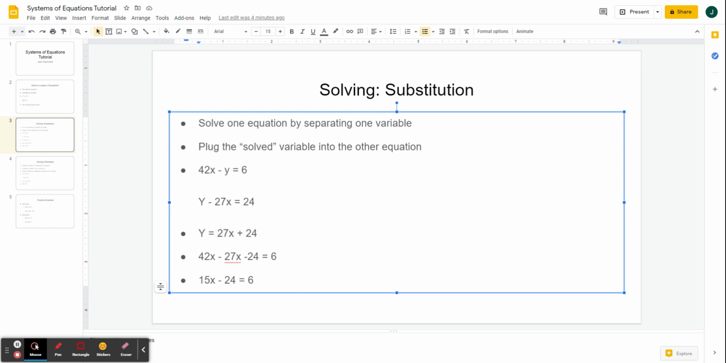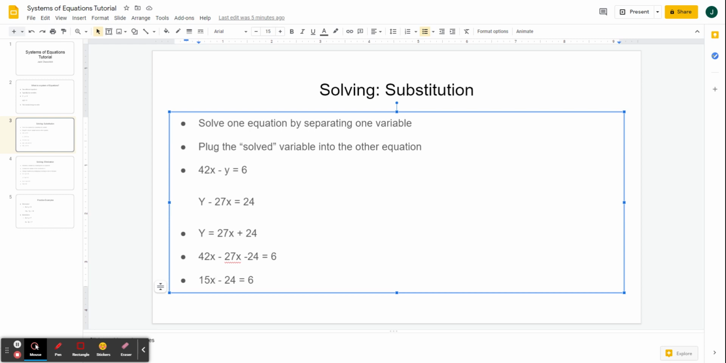So now, plugging into the first one, we still have that 42x from the first one, and we're subtracting y. Since y is being subtracted, we actually subtract both parts of the expression because technically it's being distributed here. So we'll end up with 42x minus 27x here and minus 24, and that will equal 6 that we have from the first equation. And now we just have to solve for x like we did in solving equations. You could combine these variables, giving us 42 minus 27, which is 15x, and we still have our minus 24 and 6.